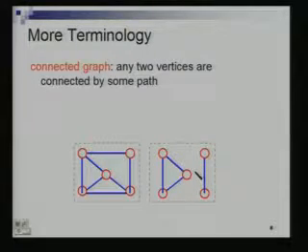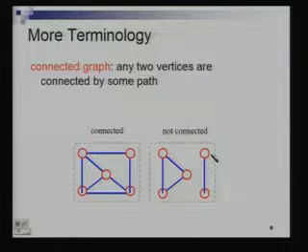This is not connected. There is no path from here to here. Okay? So, this is connected, the second one is not connected. And this is a common mistake. Connected means there should be a path between every pair of vertices. If there is a path, then it is connected. If there is no path, it is not connected.